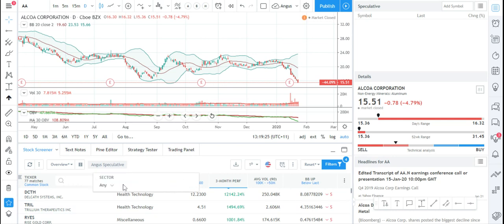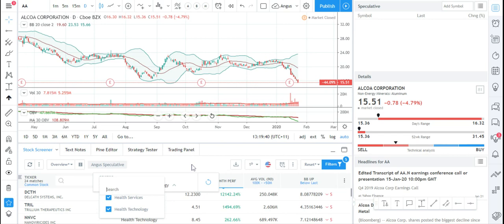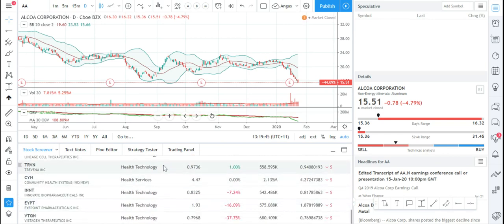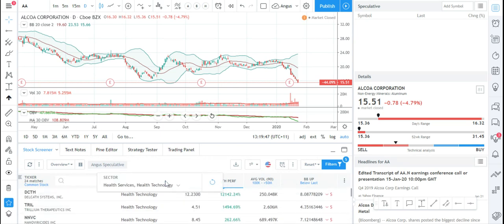And so all I'm going to do is I'm just going to say, let's get rid of everything else other than health. Health services, health technology. Let's tick them both. I think it'll be health technology is the one that always comes through. Yeah, let's get rid of that. So let's go back here and click health services, because that's just more hospitals and things which are more likely to grow on earnings as opposed to speculative news. Right, so we've got sorted by 3-month performance.